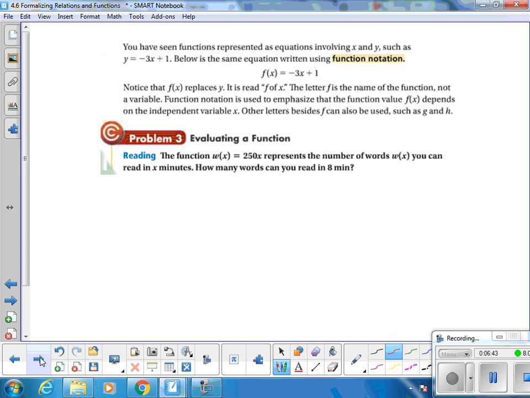You've seen functions represented as equations involving x and y, such as y equals negative 3x plus y. Below is the same equation written using function notation. So here we go, and we're going to switch over to this. Notice that f of x replaces y. It is read as f of x. The letter f represents the name of the function, not a variable.